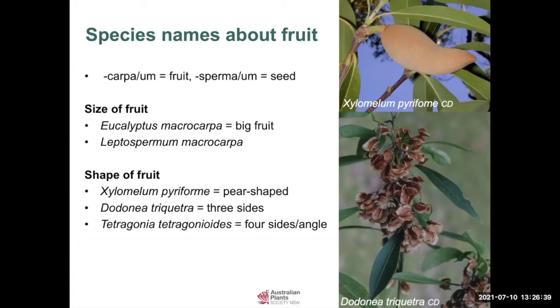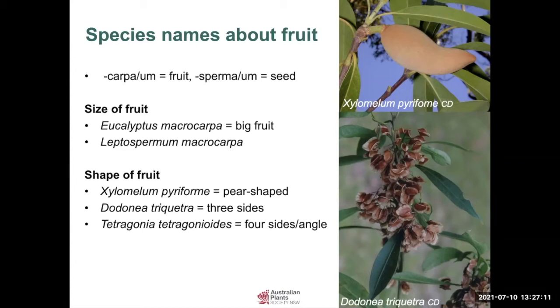So if you think about species names that refer to the size of the fruit, some examples there are Eucalyptus macrocarpa. So macrocarpa means big fruit, macro plus carpa. And there's also a tea tree, a Leptospermum, that's called macrocarpa as well, referring to obviously a species that has a particularly big fruit within that genus. There are also some plant names that refer to the shape of the fruit.